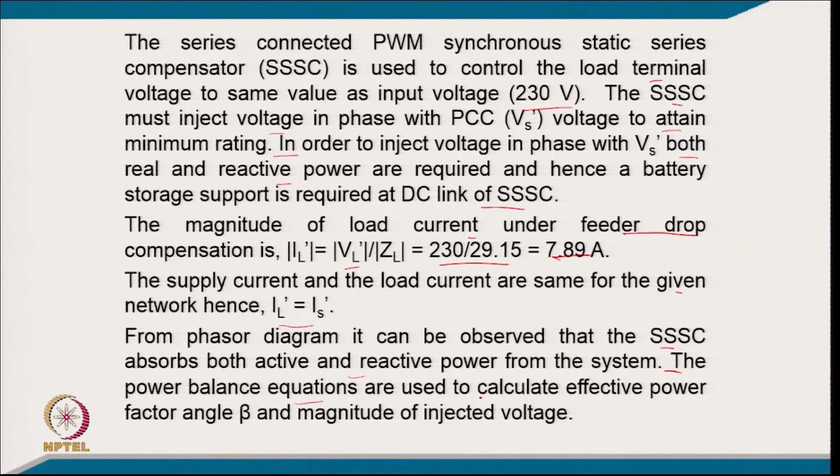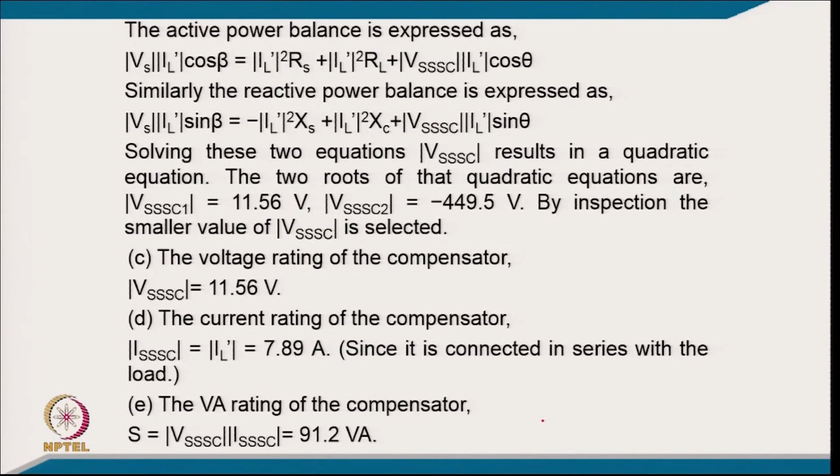So, power balance equations are used to calculate the effective power factor angle and magnitude of the injected voltage. The active power balance is Vs into IL dash into cos beta equal to IL square RS, that is the active power equation for the system, and similarly we write the equation for reactive power balance. Solving these two equations for VSC results in a quadratic equation. The two roots of the quadratic equation are VSC equal to 11.56 volt and VSC equal to minus 44.95. By inspection, the smaller value of VSC is selected.